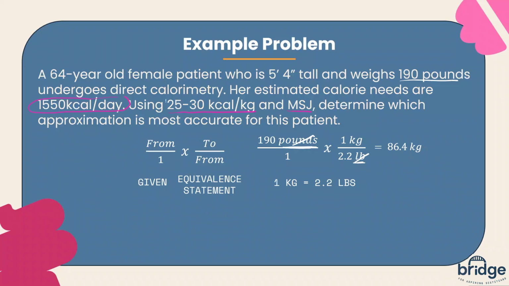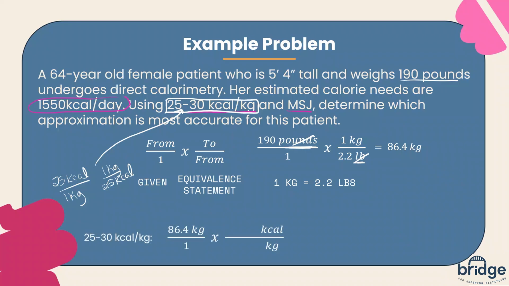Now, the equivalent statement is 25 to 30 kcals per kilogram, and we know she weighs 86.4 kilograms. This right here is my equivalent statement. So we could write that we need 25 kcals per every 1 kilogram, or we could say that for every 1 kilogram, this patient would need 25 kcals. And then we would have to do the same thing with 30 kcals per kilogram.